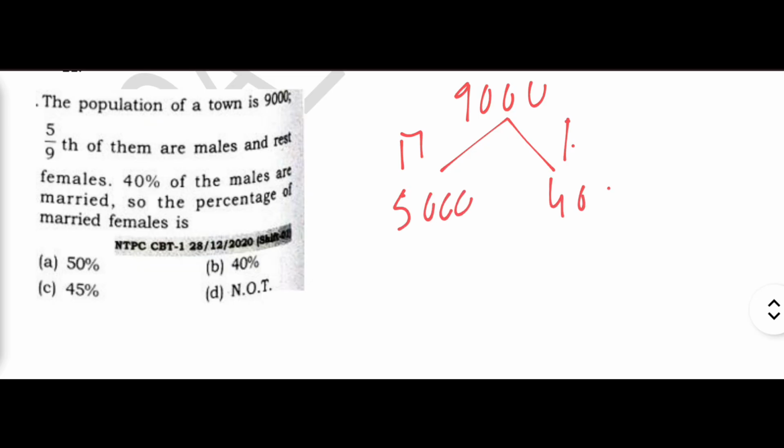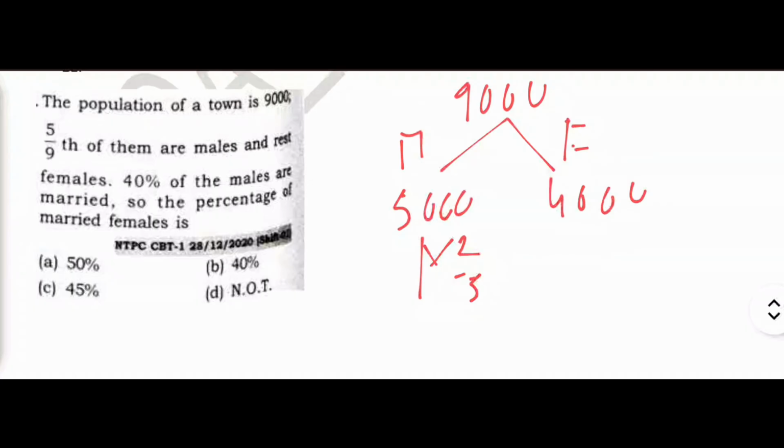One more. The population of a town is 9,000. 9,000 is the population guys. 5/9 of them are males. And if 5/9 of them are males means 5,000 is male, 4,000 is your female.